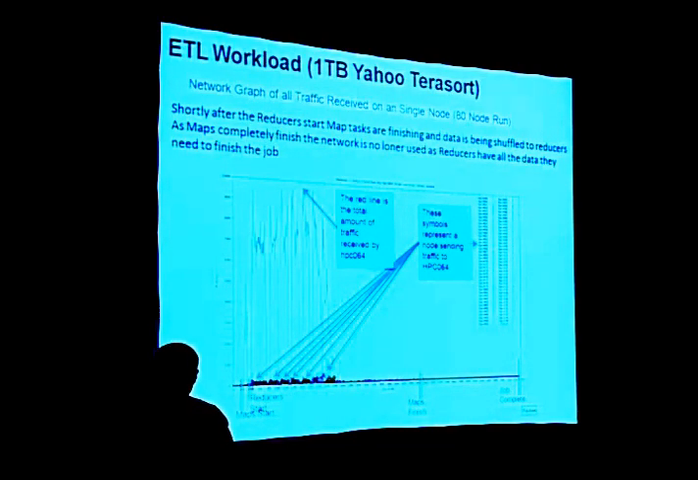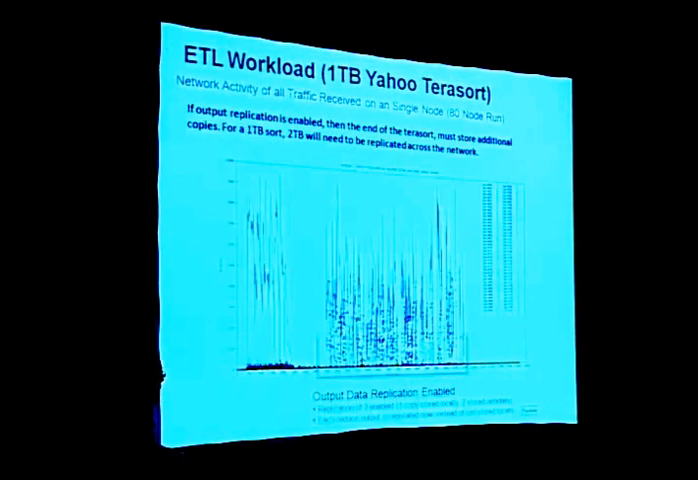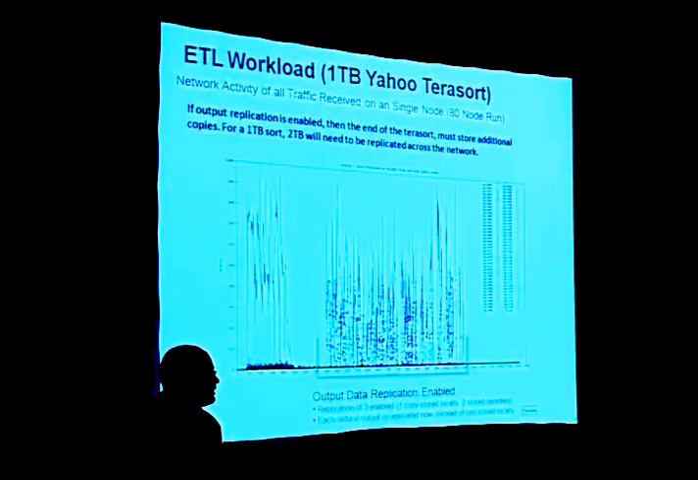And then there is a drop in activity. Why? Because the mappers have not yet finished. That means the reducer is twiddling its thumbs, doing nothing. So you have a gap, right? Then the mappers finish again, and you have activity.